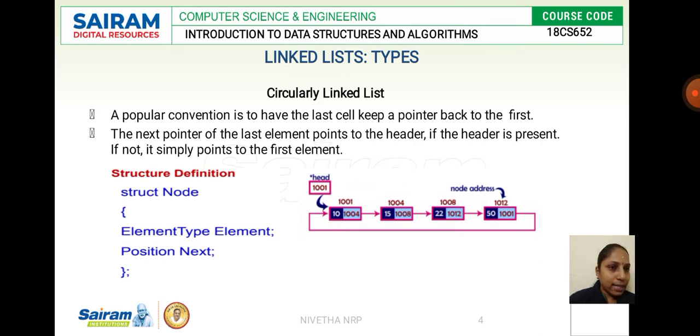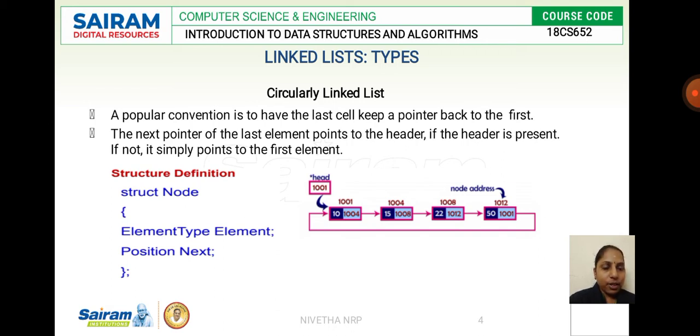Whereas since it is a circular linked list, it specifies the address of the first node. So what is the address here? 1001, which is the address of the first node, 10. This is what a circularly linked list is. We'll see the definition for it.